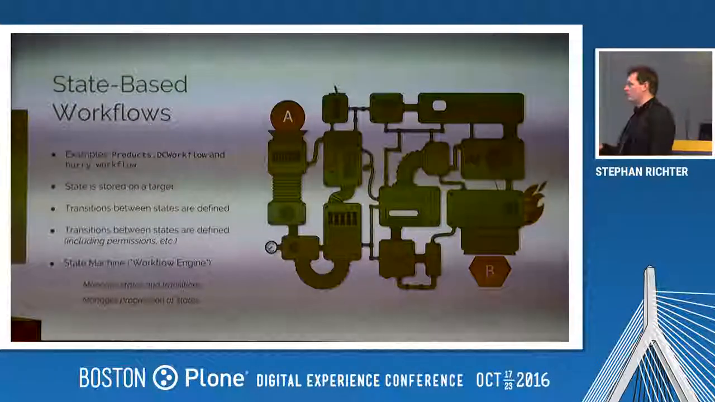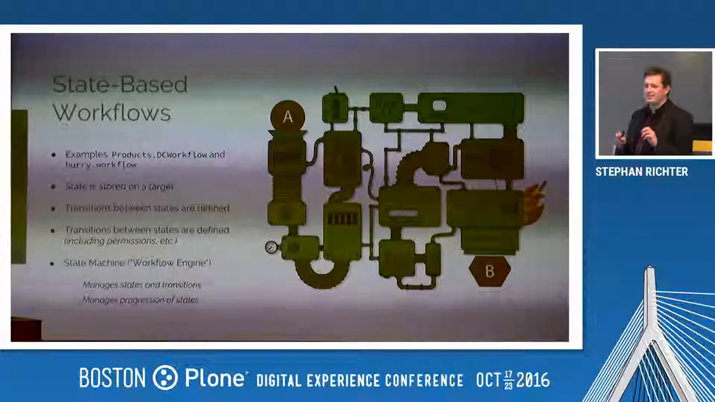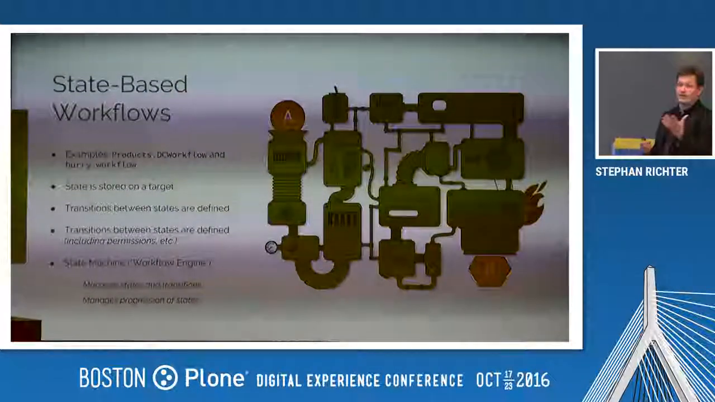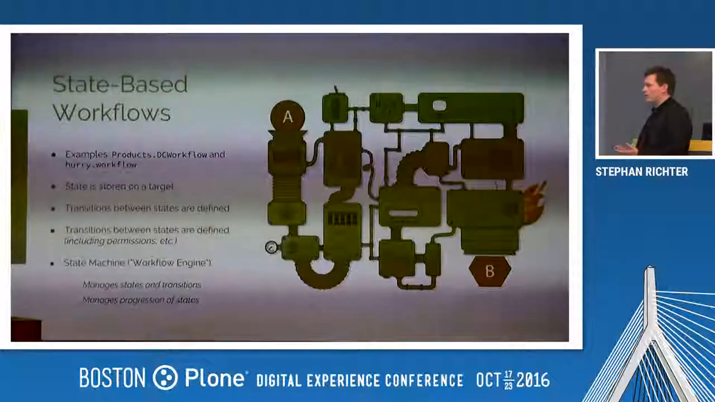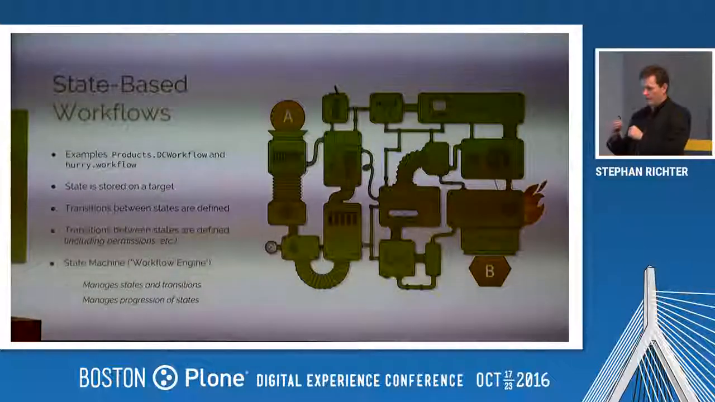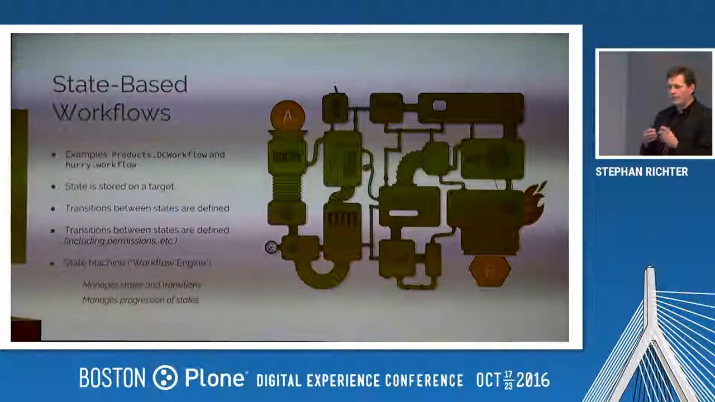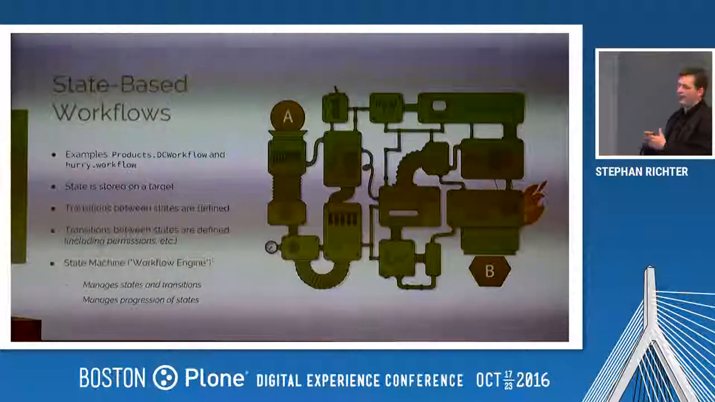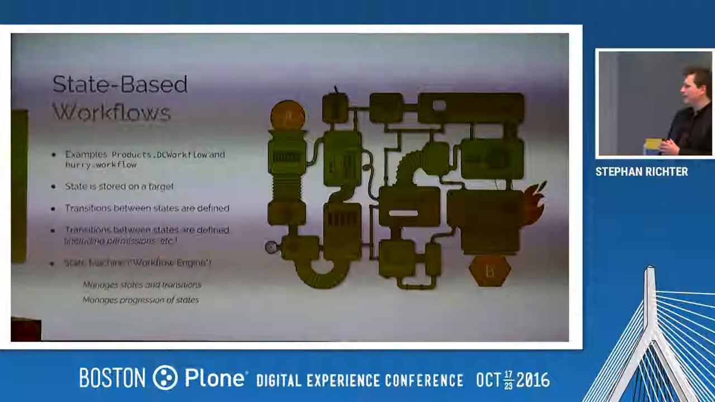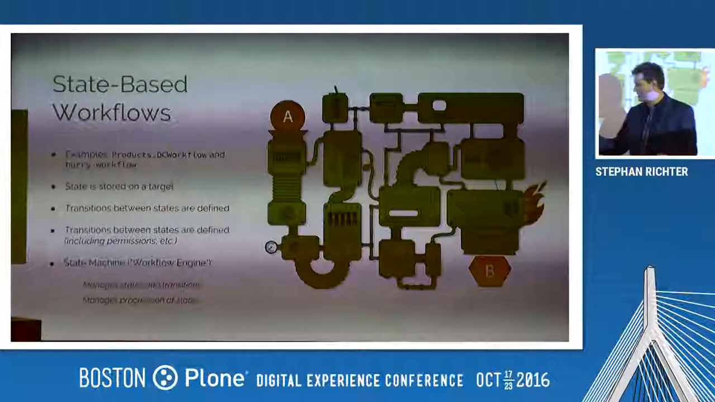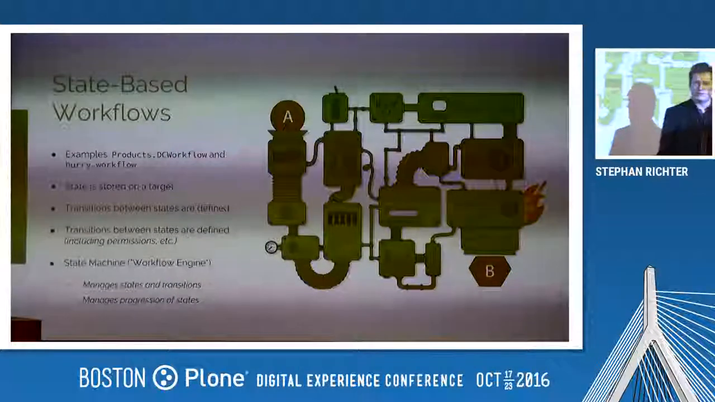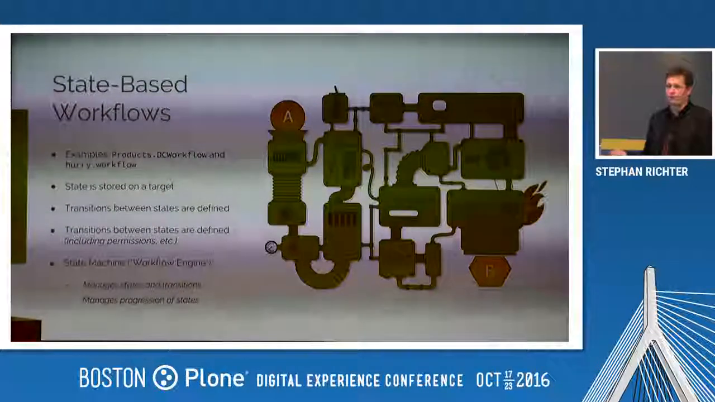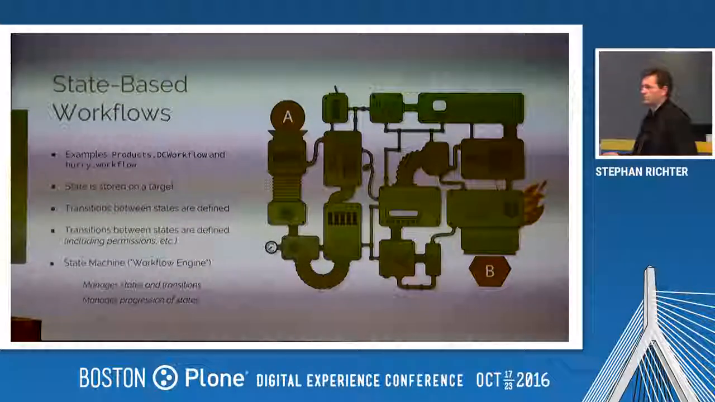So what is DC Workflow and hurry.workflow? It is known as a state-based workflow; that's what the community usually calls this. The way it works is you have a target, in your case usually a content object in Plone or a document, and you have a single attribute where you store the state of that object. Then the workflow engine consists of defining transitions between these states, including permissions and all this kind of good stuff that belongs to it. The state machine manages the state and the transitions, handles the progression of the states, and enforces the rules of the transitions. And it's very simple. I think hurry.workflow is only 150 lines of code, which really represents the core of such a state machine.